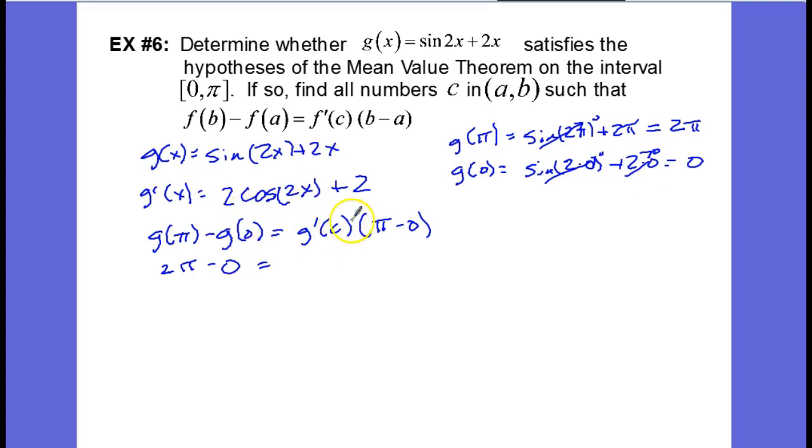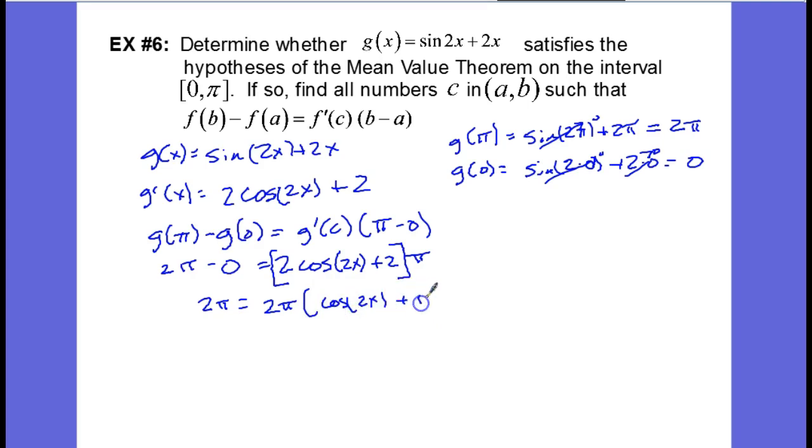We're going to find c by solving an equation for x. So I'm just going to put in g prime of x right now. So that's 2 cosine 2x plus 2, okay? So there's some value of x that makes this true, and that'll be our c value. And pi minus 0 is pi, so times pi. And so this simplifies. I get 2 pi is equal to, and let's factor out a 2. And we already have a pi factored out, so we'll bring that over, and that's going to leave cosine of 2x plus 1. And if we multiply through by 1 over 2 pi, we get 1 equals cosine 2x plus 1. And if we subtract 1 from both sides, cosine of 2x is equal to 0.